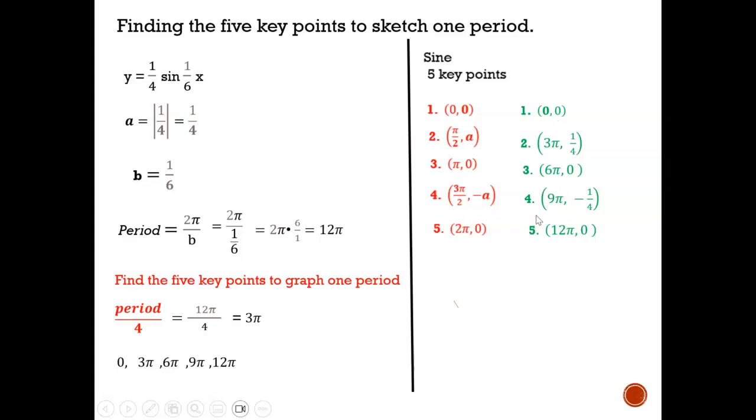Guys, here we're not going to graph it because it's saying just find the 5 key points to sketch one period. But if we graph it, it will look similar to the graph in the previous slide. The only difference is all the x values are going to be 0, 3 pi, 6 pi, 9 pi, and 12 pi. And for the y values, it's going to be 0, 1/4, 0, negative 1/4, and 0.